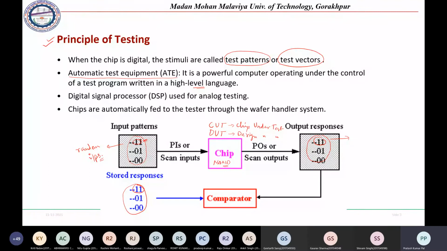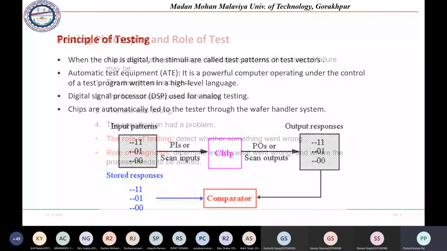If it is okay, that will be considered a pass. The chip will be passed. Otherwise, it will give an error. That means it is a fail. Here, DSP, digital signal processing, is basically used for testing, analog testing. So this is how the principle of testing works. I think it should be okay for you. So we'll proceed to the next topic.